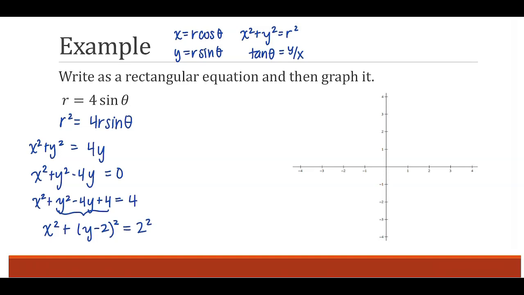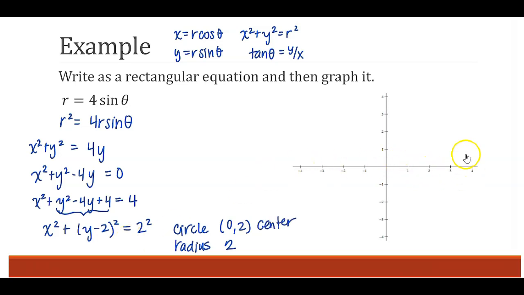So now, hopefully it's easier to see and recognize what we actually have here: a circle. We have a circle that's centered at (0, 2). The value next to x is 0, and here I have y minus 2, so (0, 2). And then the radius is 2, right? 2 squared. So here I have a circle, (0, 2) is its center, and its radius is 2.